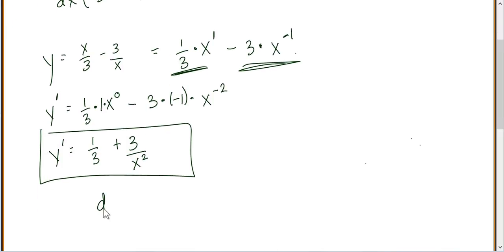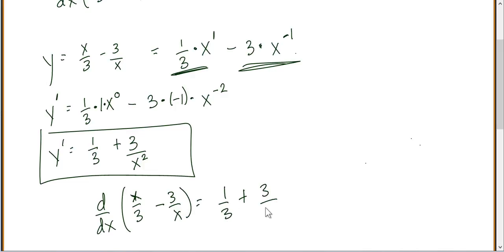If you prefer, you could go back to our original problem and say, well, I took the derivative of x over 3 minus 3 over x. And when I took that derivative, it became 1/3 plus 3 over x squared. Either way, that would be just fine.